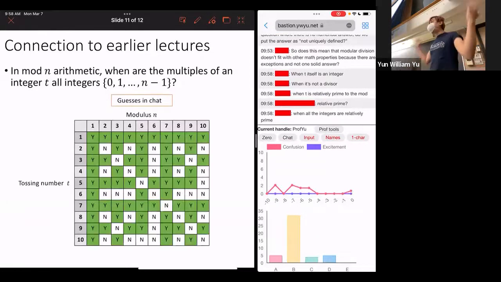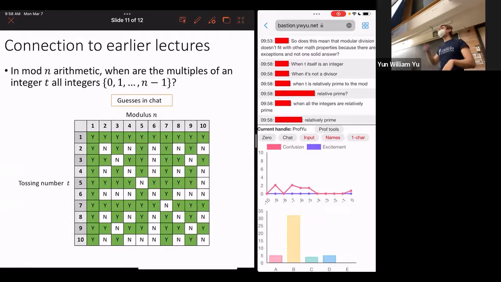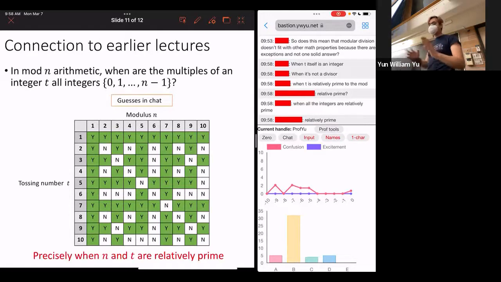Yep. So remember, we did this whole exercise. I put you out in circles, I gave you weird plus things, you tossed them around. That was basically looking at all multiples of the tossing number. So from that, you can figure out that this is precisely when n and t are relatively prime.